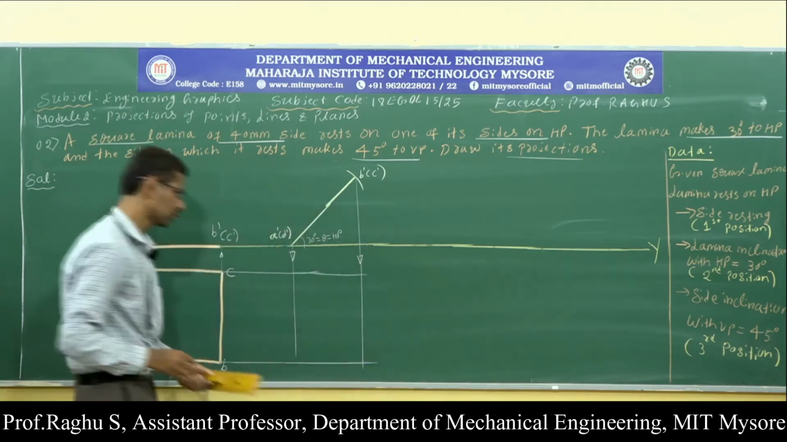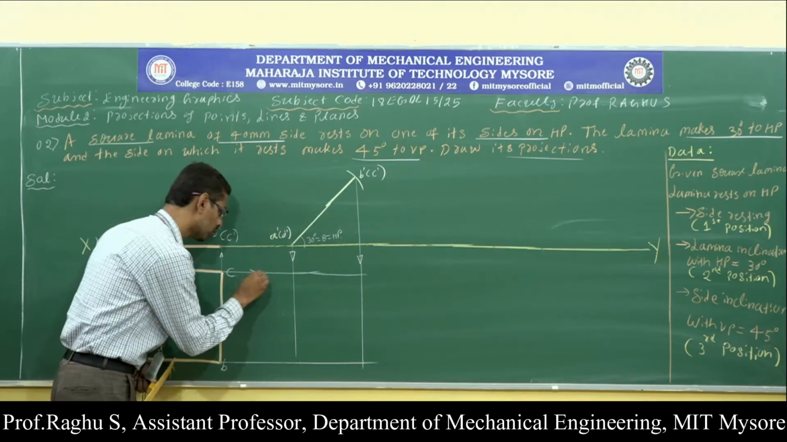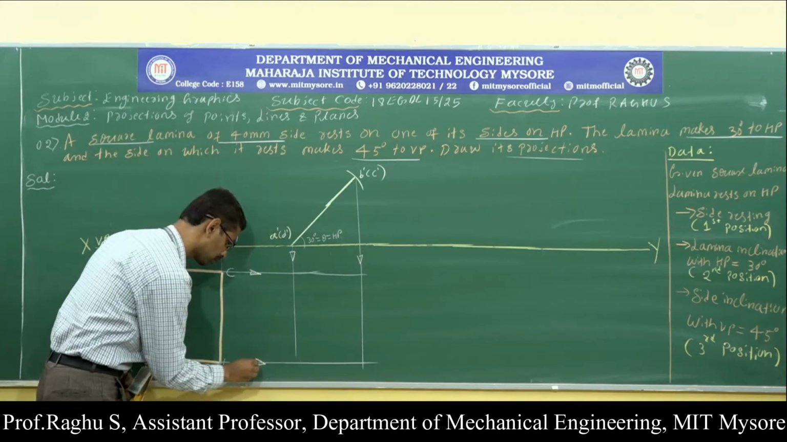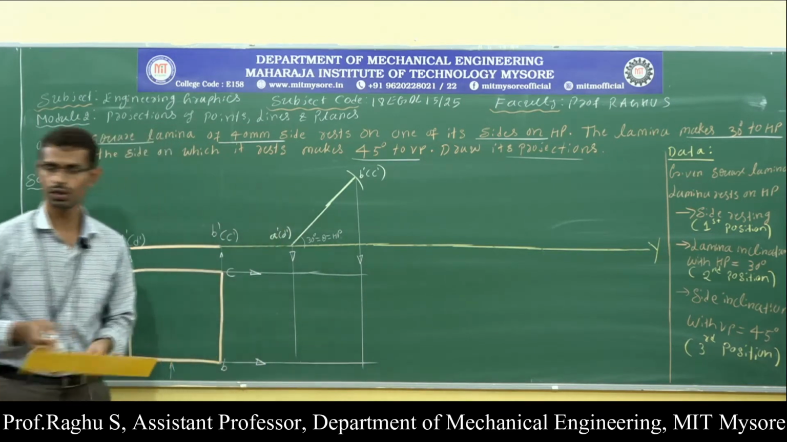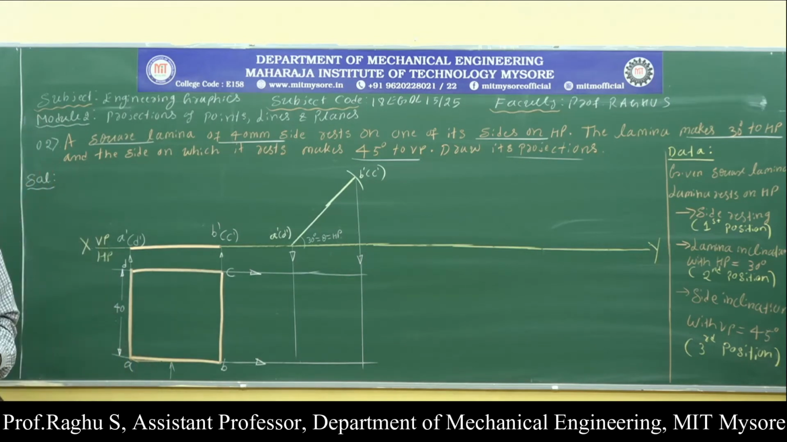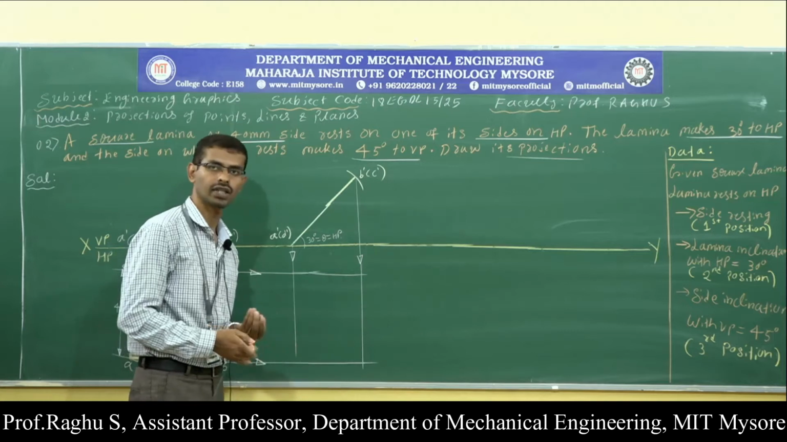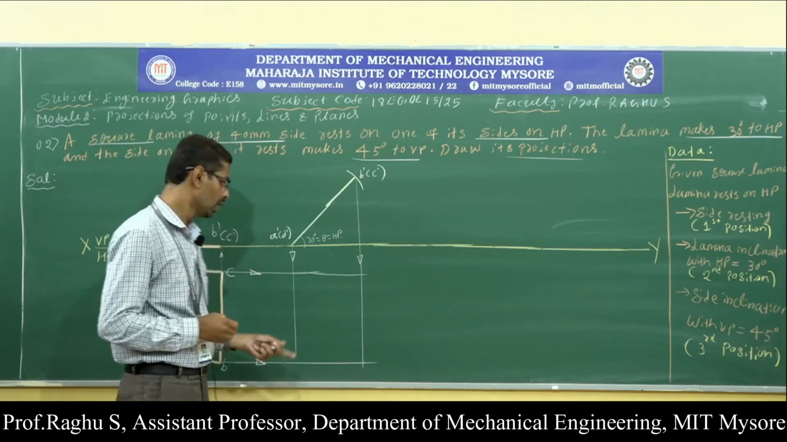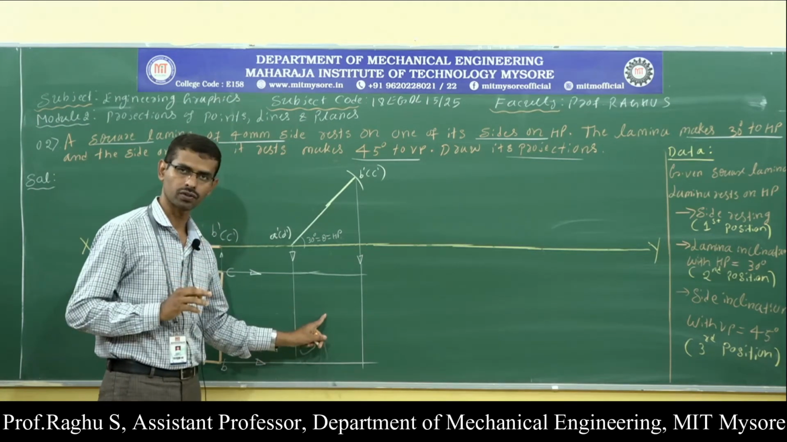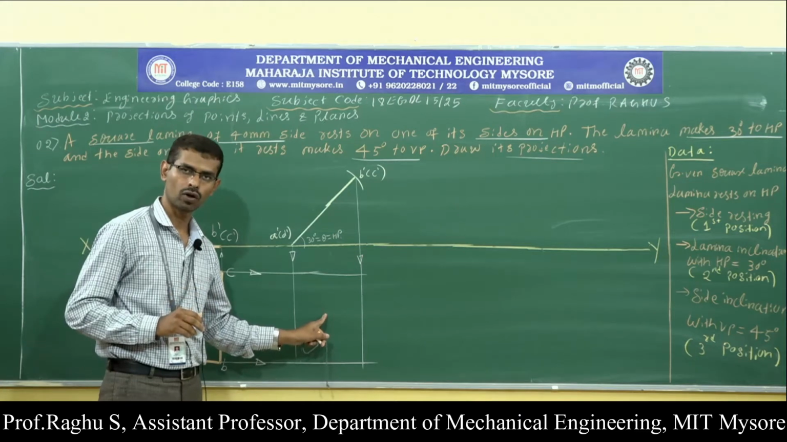Draw projections from the first position top view: horizontal projections and vertical projections. Now I am going to draw the second position top view. Here I need to indicate the four corners. So how to indicate the four corners here?